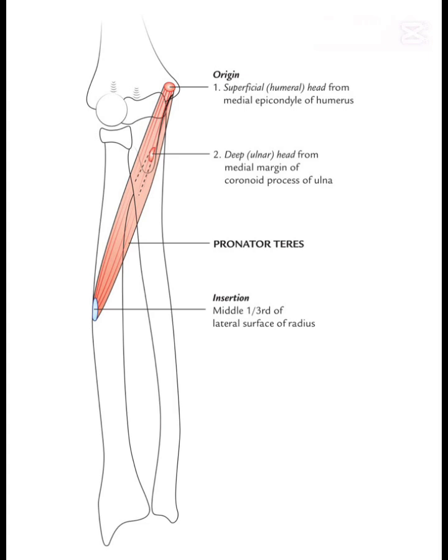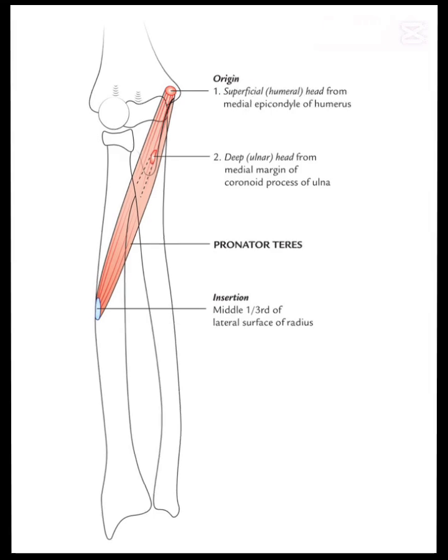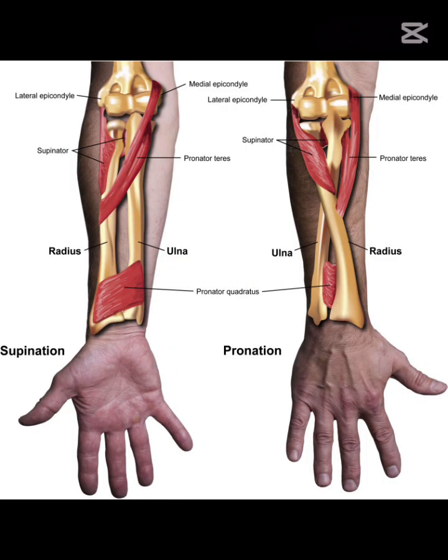So simple. Coming from the humerus and the ulnar, inserting on the radius. So simple. So the chief work is very simple. What does it do? Pronation. But it is not a chief pronator, it's an assistant pronator. So we call it Pronator Teres 2 head. It's just an assistant pronator, not a chief pronator.